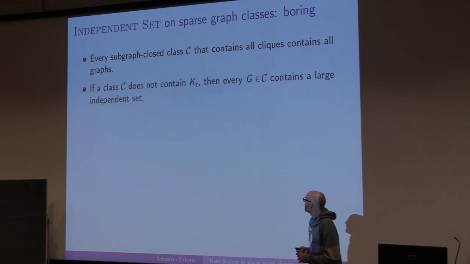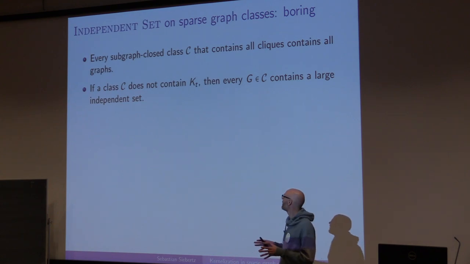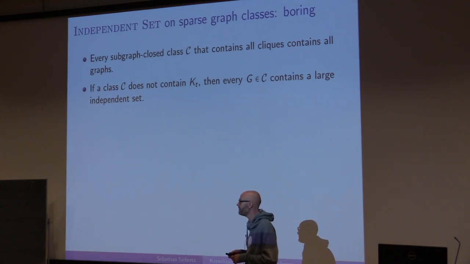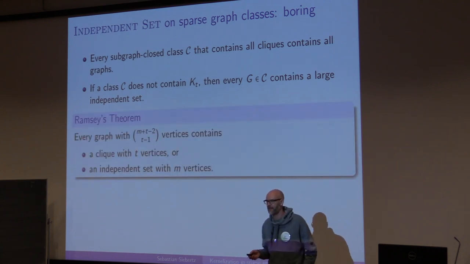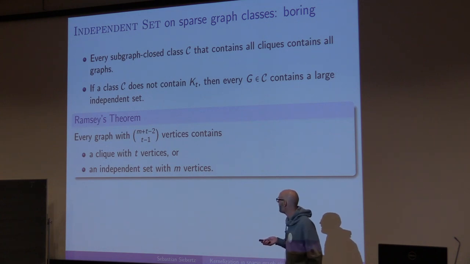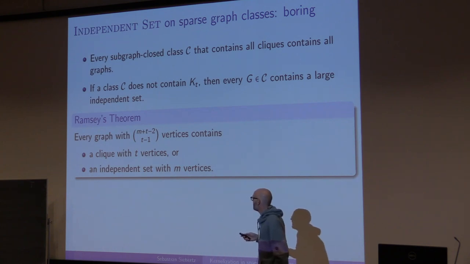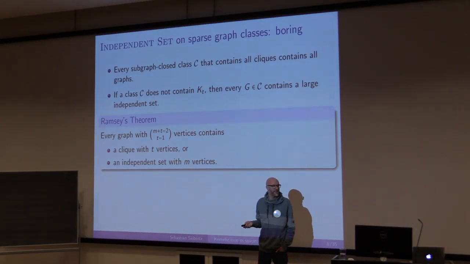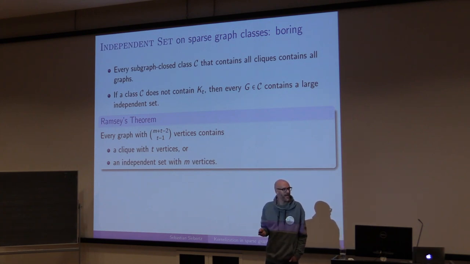On the other hand, if we do not have all cliques, so there is a bound such that we do not find the complete graph K_t on t vertices, then we will always have a large independent set. This is just by the classical Ramsey theorem. If we have a graph with (m+t-2 choose t-1) vertices, then we will either find a clique with t vertices or an independent set with m vertices. So if we don't have K_t as a subgraph, we will always be in the second case. If we start with a sufficiently large graph, we will have a large independent set.